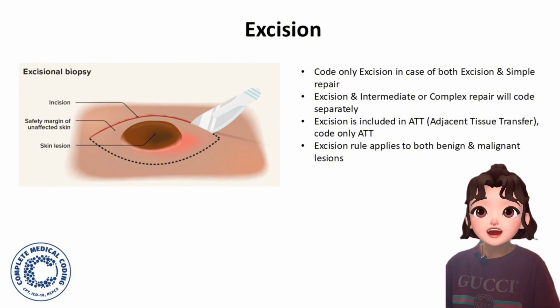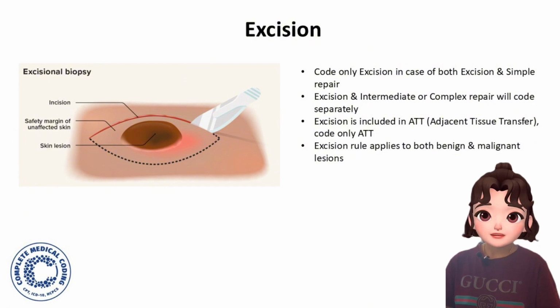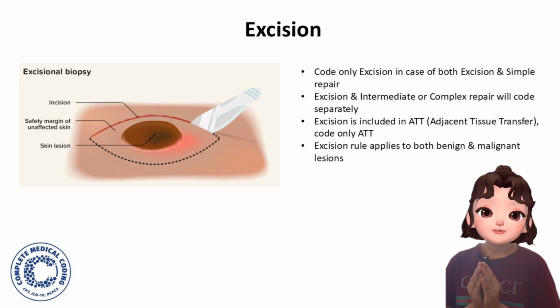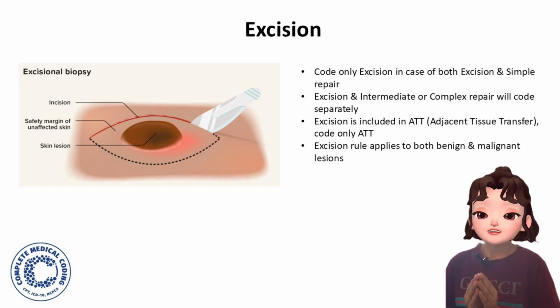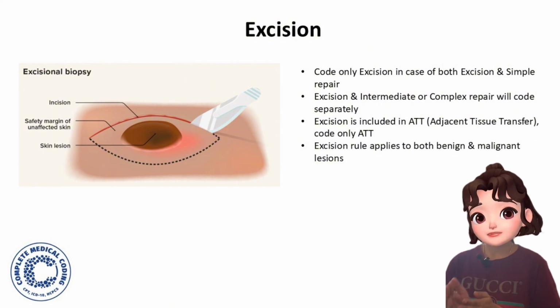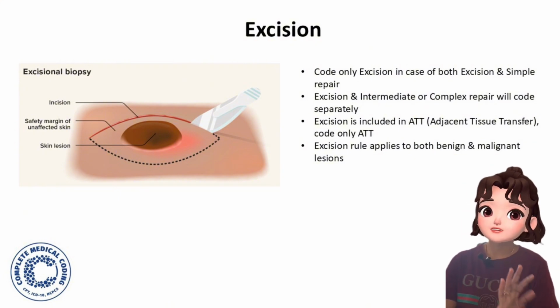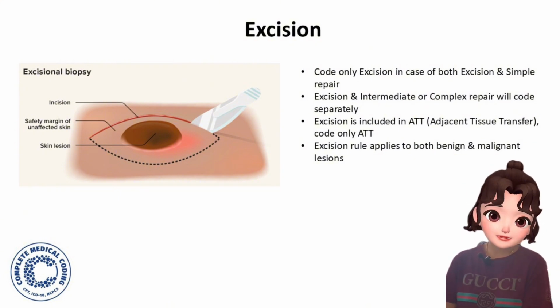And if there is any adjacent tissue transfer, the short form of adjacent tissue transfer is ATT. Excision is always included in the adjacent tissue transfer. So in that case, you have to code only the adjacent tissue transfer. If there is any question related to adjacent tissue transfer as well as excision, don't code excision. You have to code only the adjacent tissue transfer.